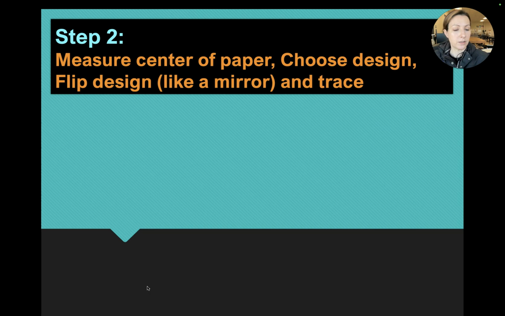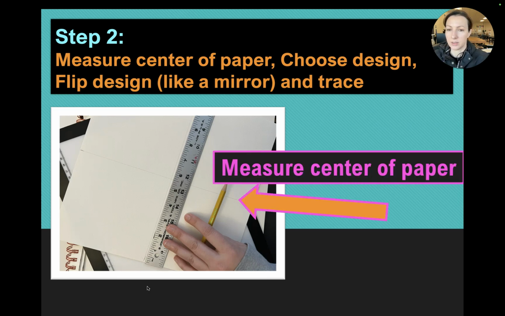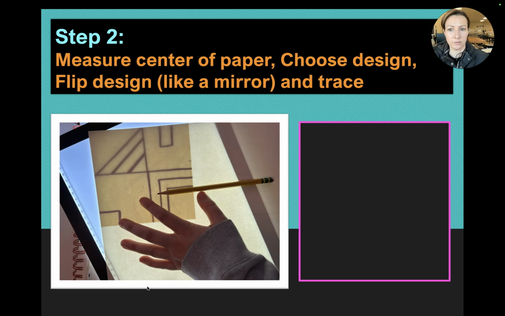Then, once I approve your sketch, you're going to get a large piece of square paper. You're going to choose your design from what we discussed. You're going to flip it like a mirror and trace. So let's look at that a little bit more. So there's the center of the paper. So you should have 4 squares that equally match your sketch.